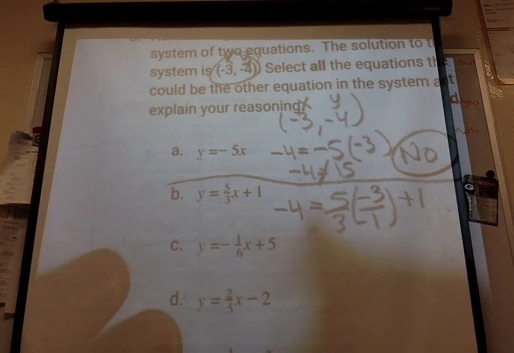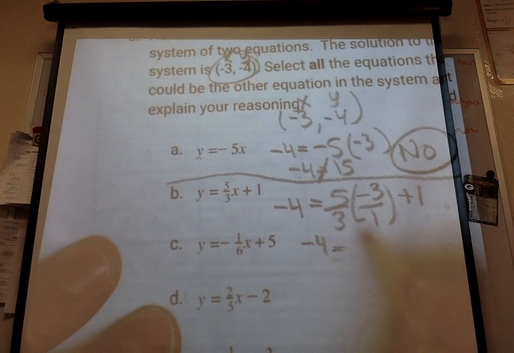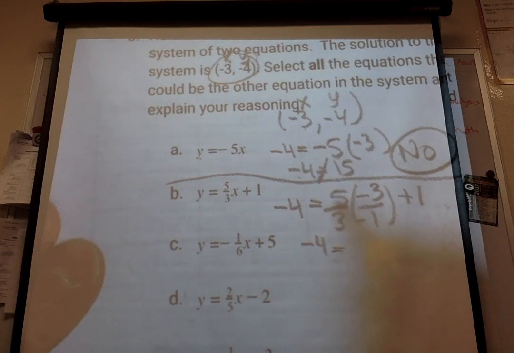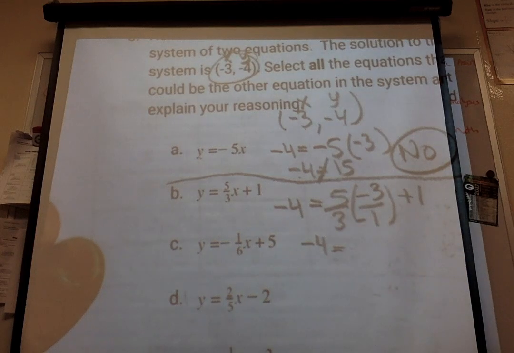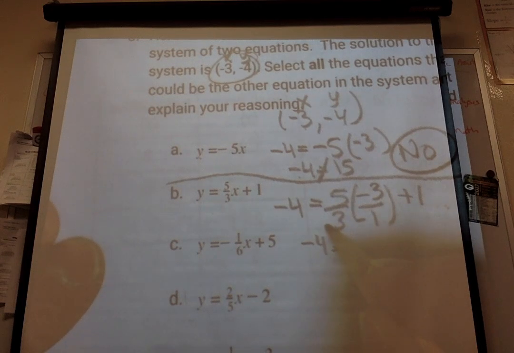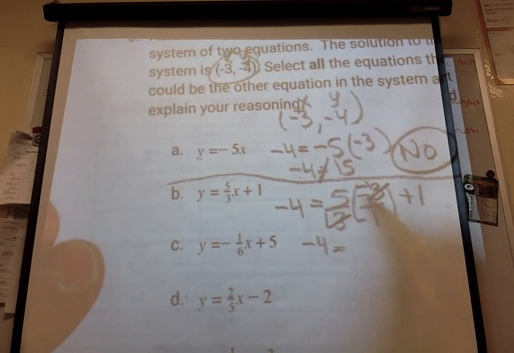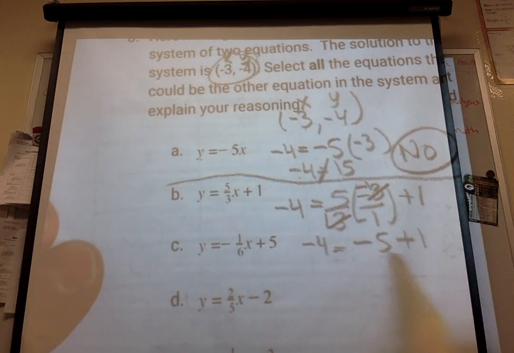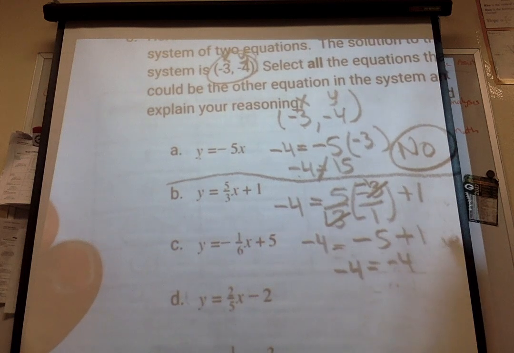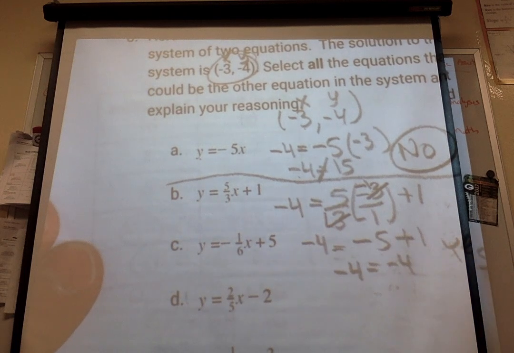There's nothing we can do on the left, so it's -4 equals. I can multiply across and then reduce, but I'm just going to reduce right away. I'm going to take a 3 out. 3 becomes a 1, -3 becomes a -1. So 5 times -1 is -5/1, which is -5, plus 1. -5 plus 1 is -4. So -4 equals -4. Yes! This one works.